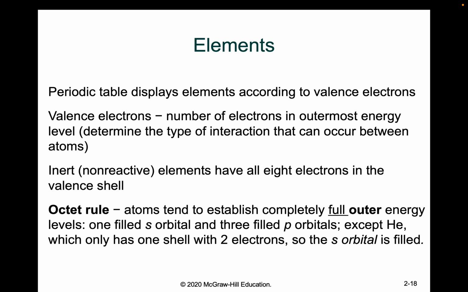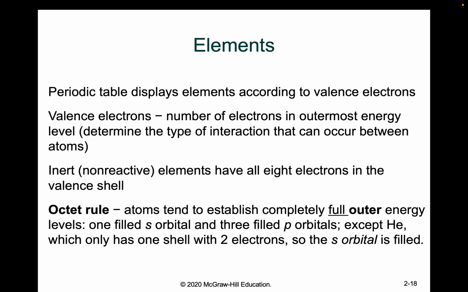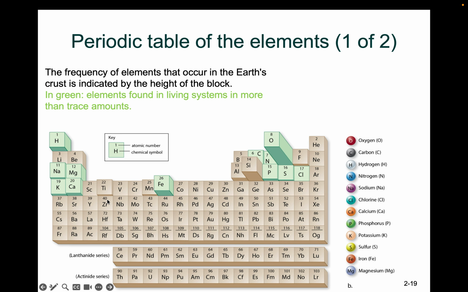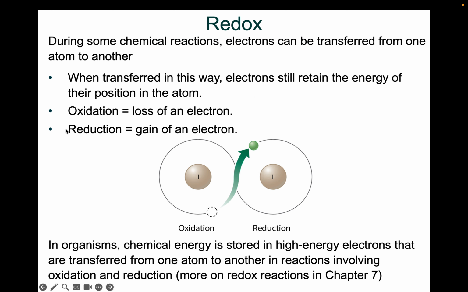But let's talk about elements. So there was this really brilliant scientist, Mendeleev. Mendeleev is a Russian scientist. He put elements according to the valence electrons. He made a whole periodic table of all of the elements, arranged based on valence electrons. And valence electrons are the number of electrons in the outermost energy level.